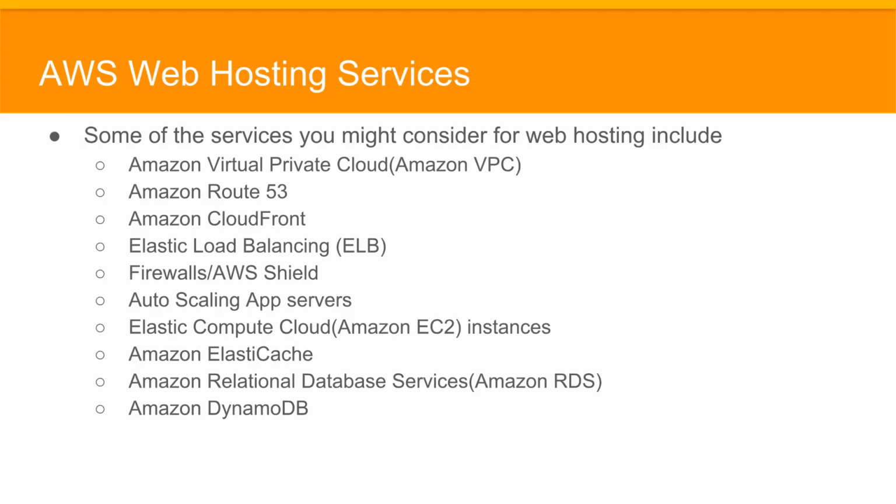Let's look at some of the AWS products that can be useful in your transition. If you have decided that you would like to transfer your traditional web hosting architecture to AWS Cloud, some of the services you might consider for web hosting include Amazon Virtual Private Cloud, Amazon VPC, Amazon Route 53, Amazon CloudFront, Elastic Load Balancing, Firewalls, AWS Shield, Auto Scaling, App Server, Elastic Compute Cloud, Amazon ElastiCache, Amazon Relational Database Service, and Amazon DynamoDB.